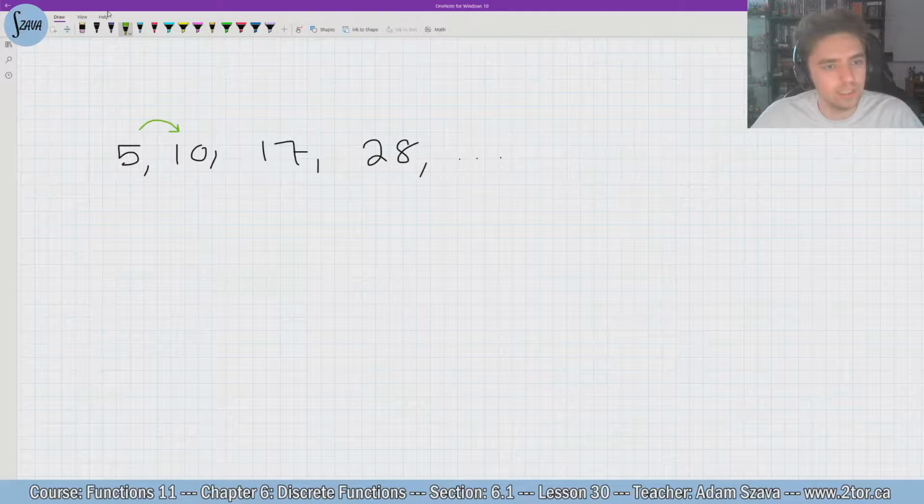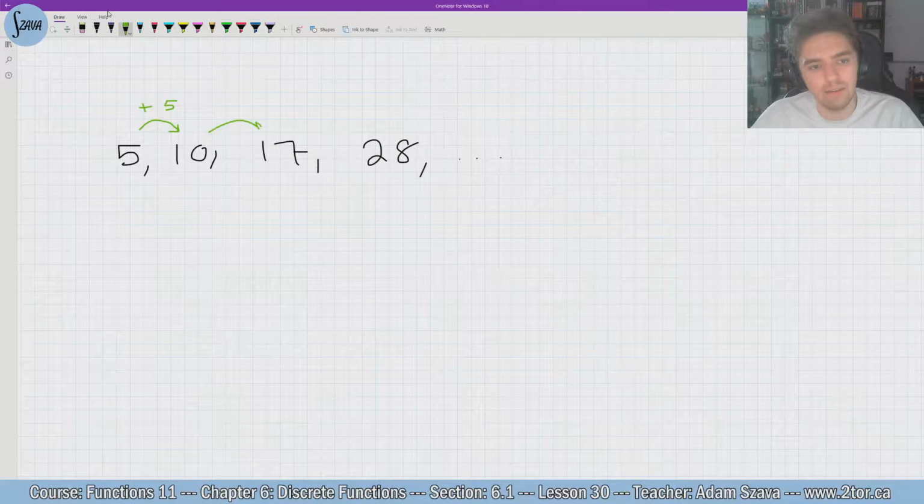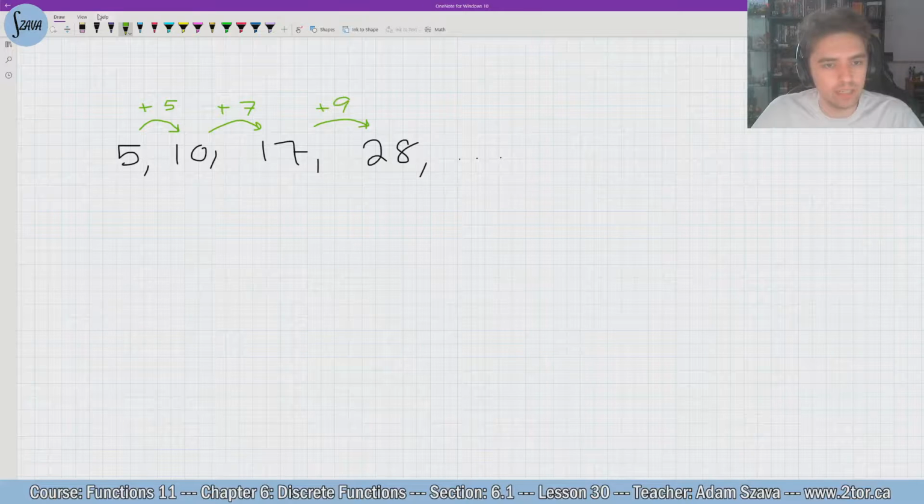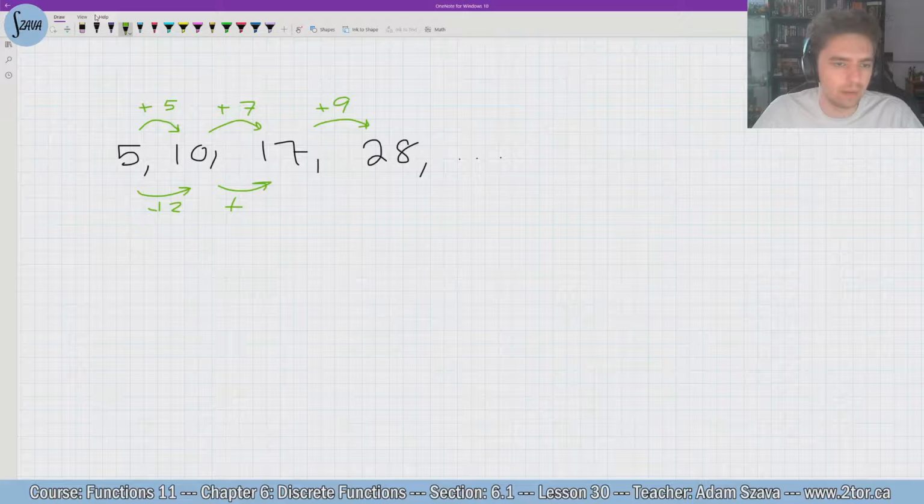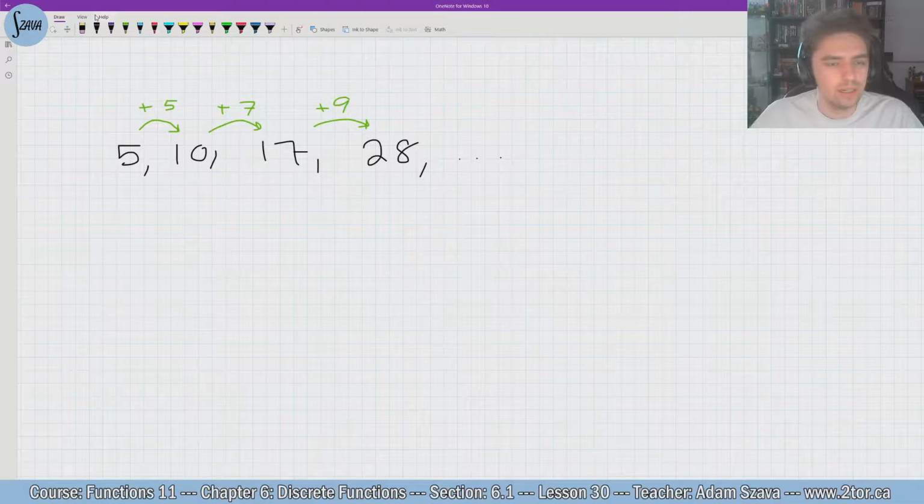Well, let's first think about adding. We add 5, then we add 7, okay, then we add what? We add 9 here, right? Okay, so not consistent. We're also not multiplying. You multiply by 2, and here you multiply by, well, whatever, not 2.